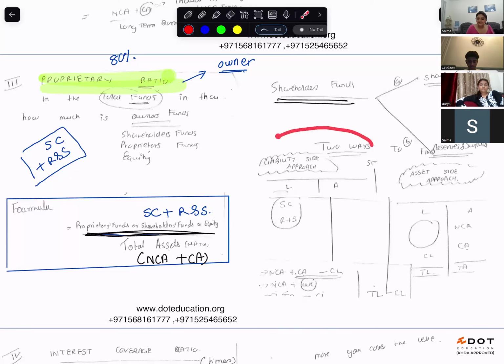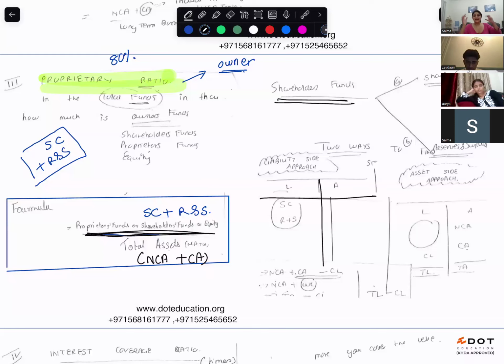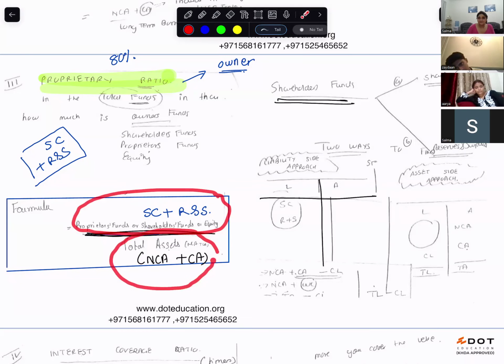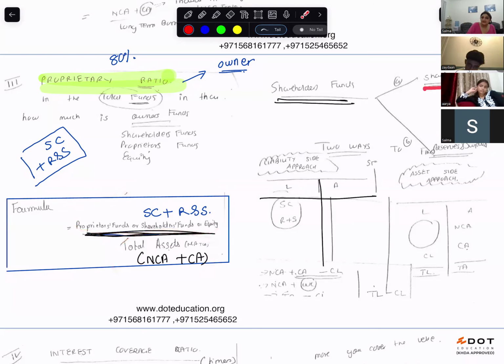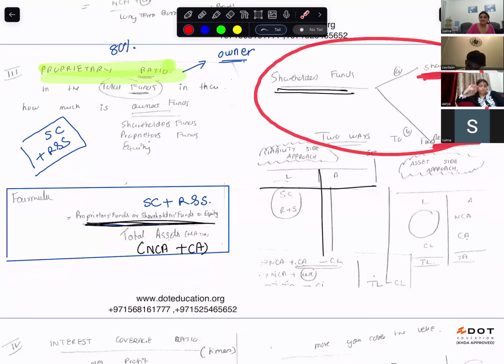First is called the liability side approach. Do you know about this or no? When they ask you to calculate proprietary ratio, the numerator will be the shareholders' funds and the denominator will be your total assets. Okay. Shareholders funds means what? It means your share capital plus your reserves and surpluses. So you need to calculate this.